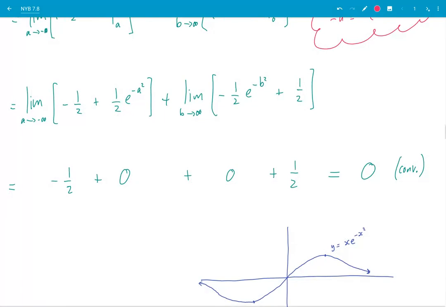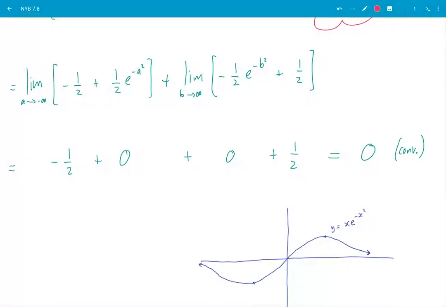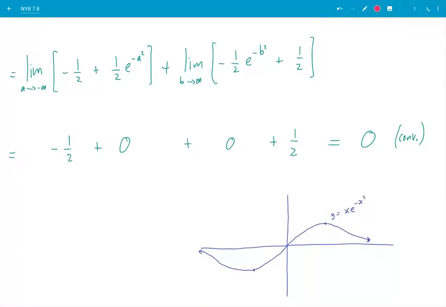Okay, how can we get 0? Well, here's a little picture here. This is roughly what the function looks like. You have an area up here that's counted with a plus, and then you have an area down here which is counted with a minus, so they cancel.